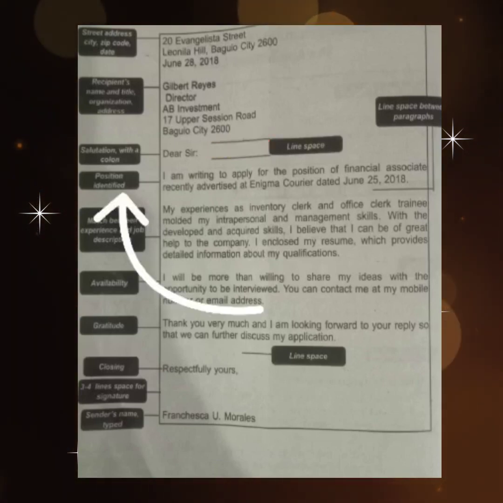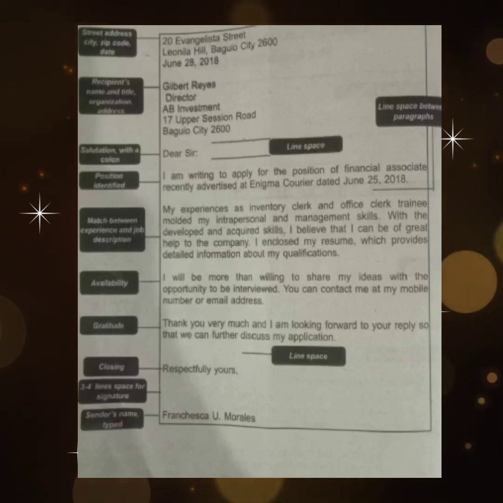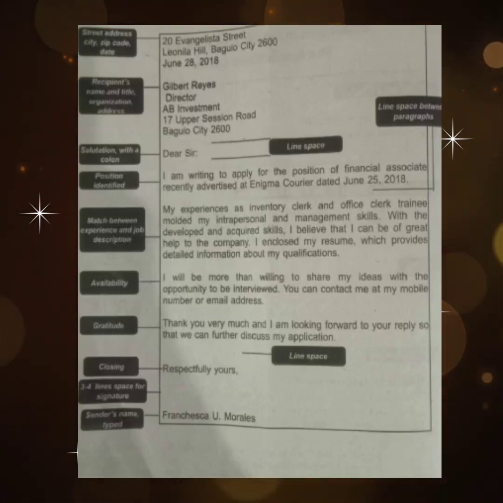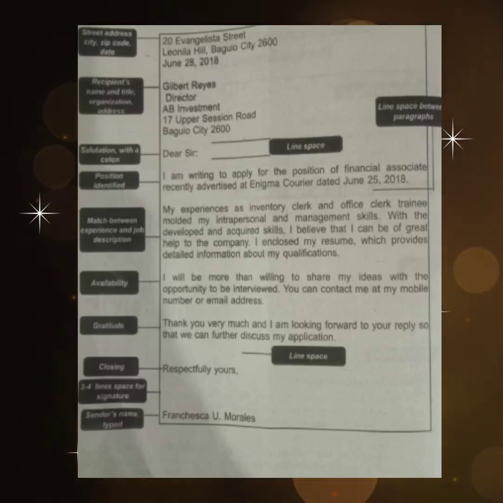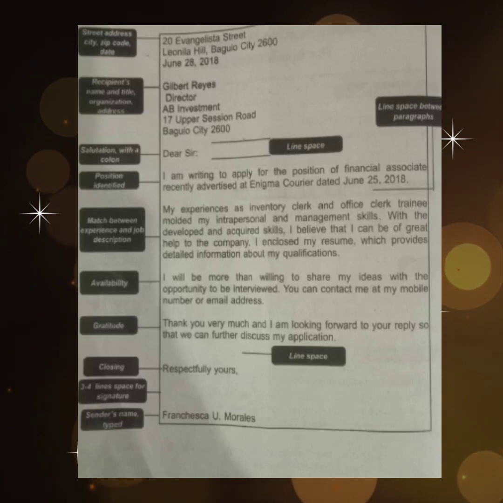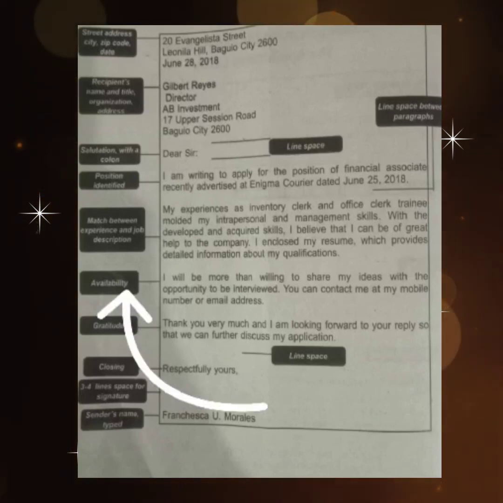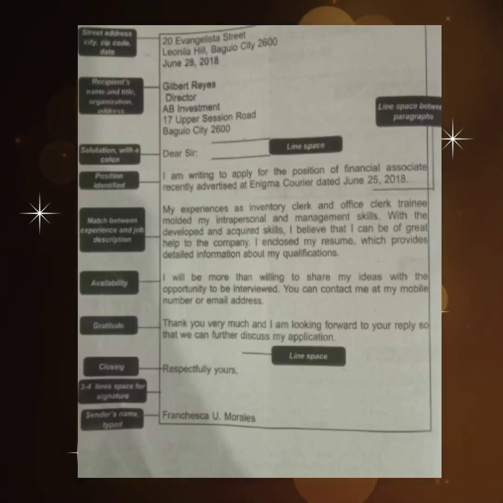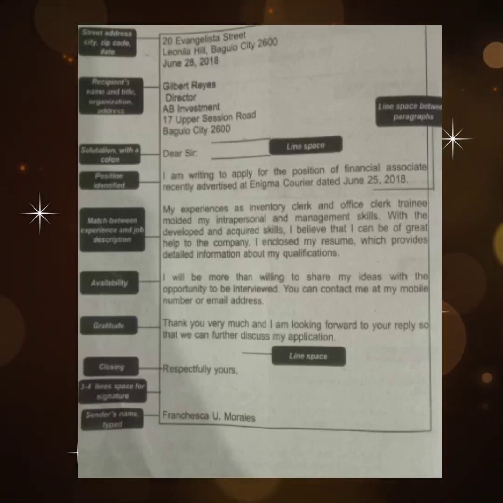Next is position identified. This paragraph states the position you are applying for and where you saw the job posting. As you can see in the example. Next is the match between experience and job description. This paragraph highlights your relevant experiences and how they match the job requirements.